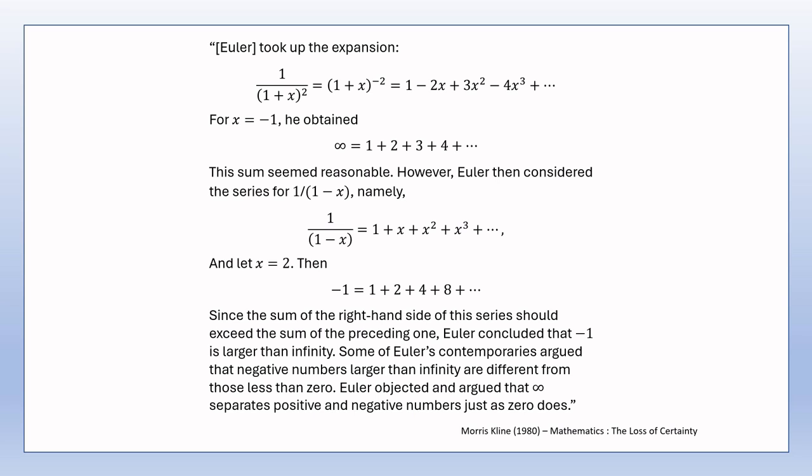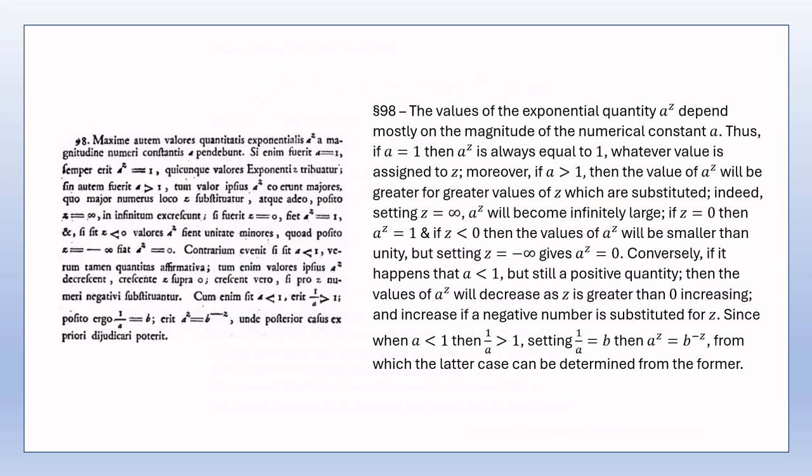And finally, before moving on to the next section, it seems that Euler does not consider the possibility of transcendental powers of the number a. Section 98 gives some basic properties of exponential functions.